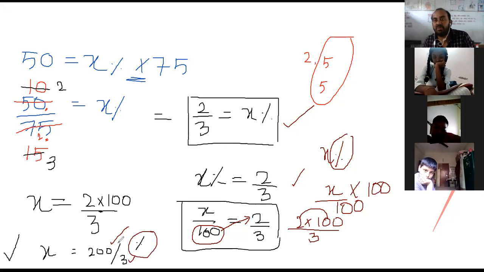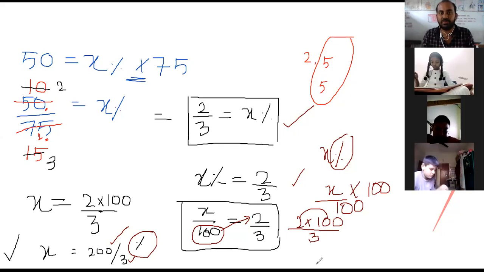X is equal to how much? 200 by 3 percentage. Understood that? Yes, understood, sir. Now, if you understood this, then try to solve the next problem. I will give one more problem to you.